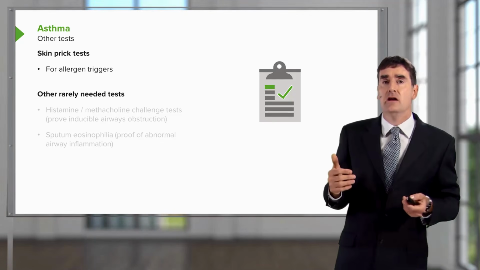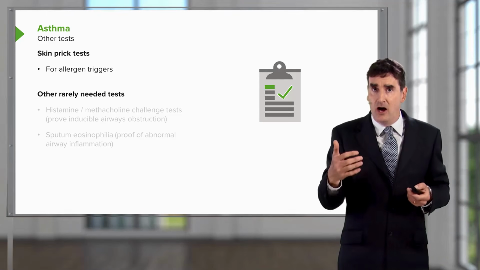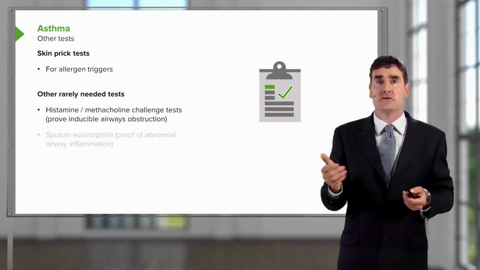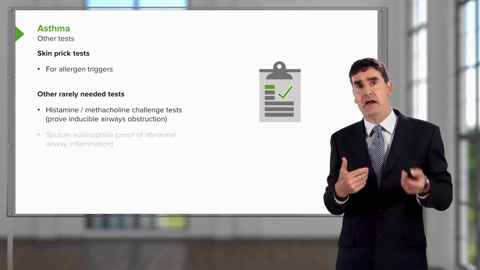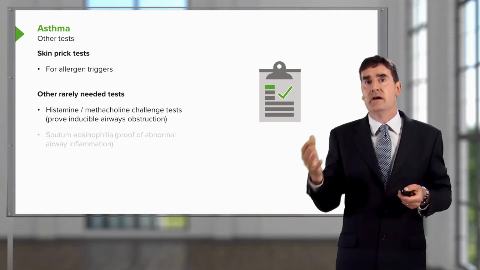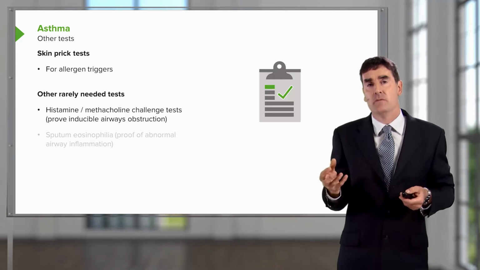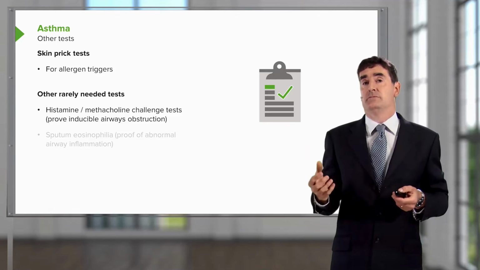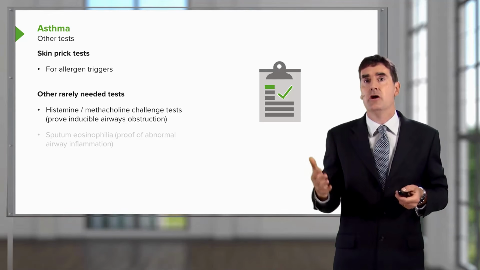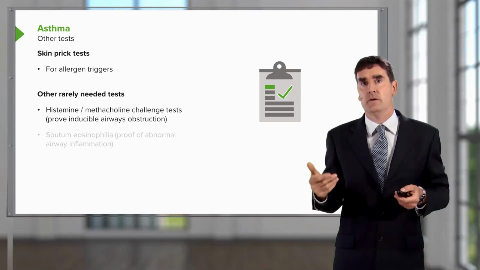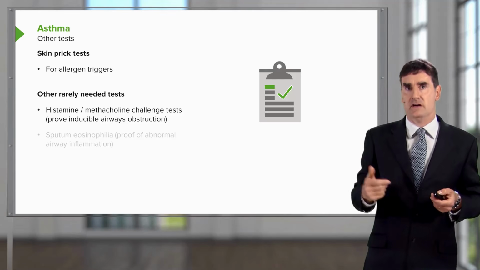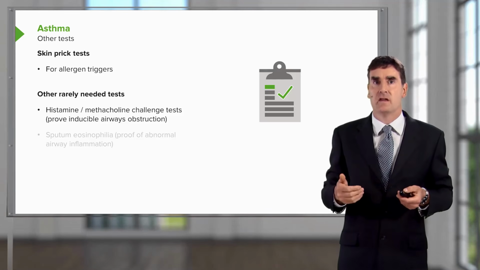Occasionally, you might come across a patient where it's quite hard to identify they have asthma, and then we might do things like a histamine or methacholine challenge test, where the patient inhales histamine or methacholine, and that causes bronchoconstriction in patients who have asthma, but it doesn't in patients who don't have asthma. So that's inducible airways obstruction. It's quite a tricky test, needs to be done in hospital in a fully equipped pulmonary function laboratory, but can be used to identify difficult cases of asthma to diagnose.